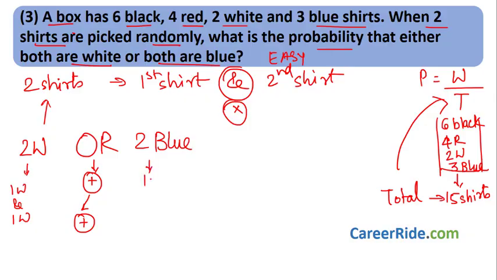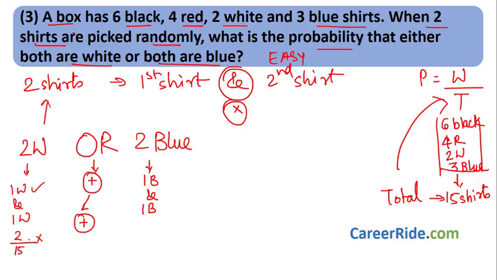Same way, we choose the first blue shirt and then we choose the second blue shirt. That is, again one blue shirt is chosen, right? And we do not replace the shirt. We choose one white, keep it in hand, and then we choose the second white. So what is the probability first of choosing one white shirt? How many white shirts are there in total? There are two white shirts. How many total possibilities are there?